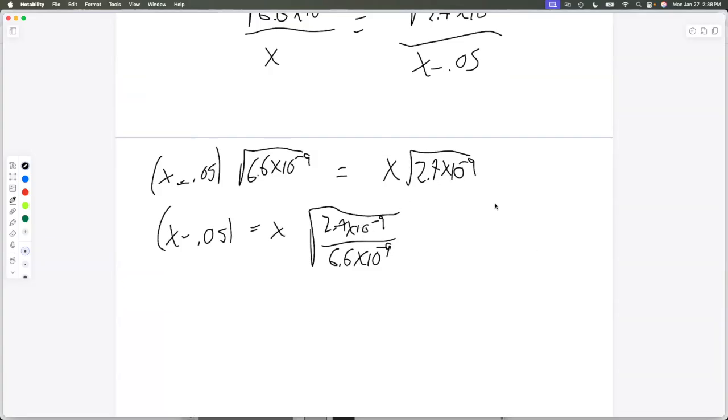First off, square root of a over b is the same thing as square root of a over square root of b. So I brought this guy under, and then I combined it into one radical. So I kind of work this backwards. I can cancel out these 10 to the negative ninths, and we get this.